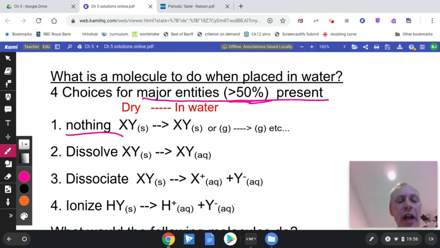Choice number 1, do nothing. If it starts out a solid, it stays a solid. Or if it starts as a gas, it stays as a gas. So it does not change. And that's going to work well. We'll go through the groups.